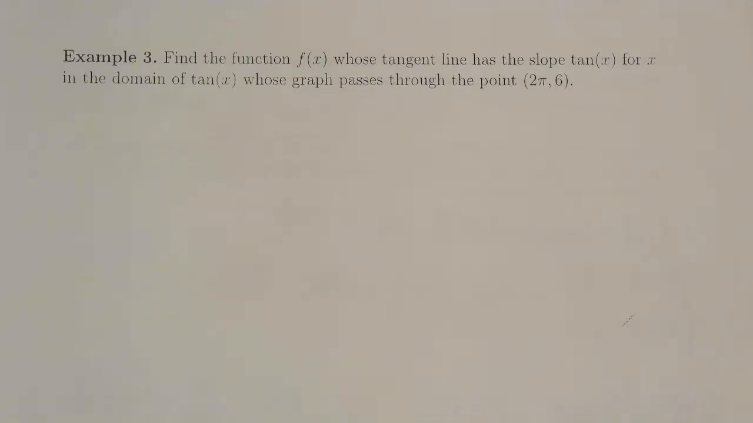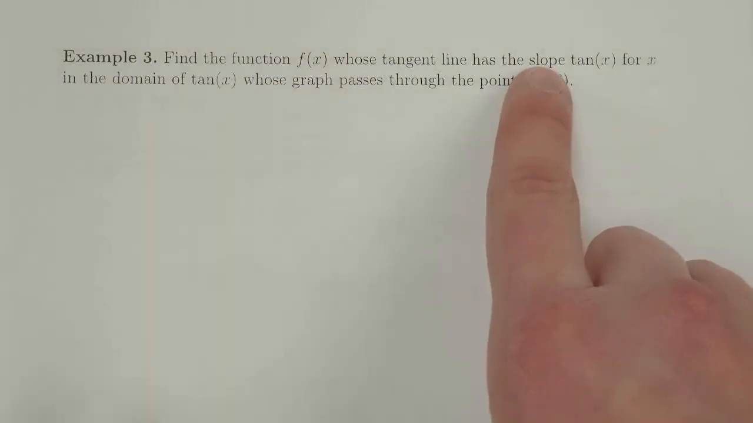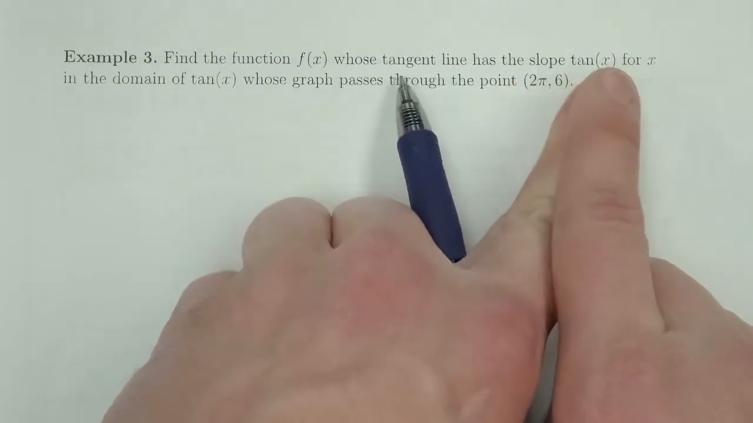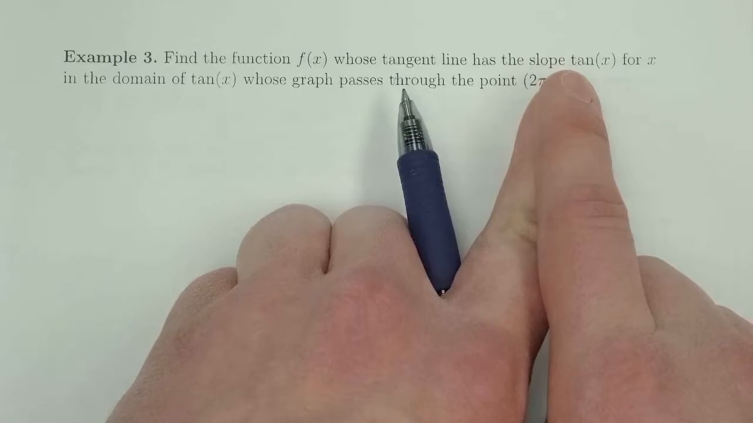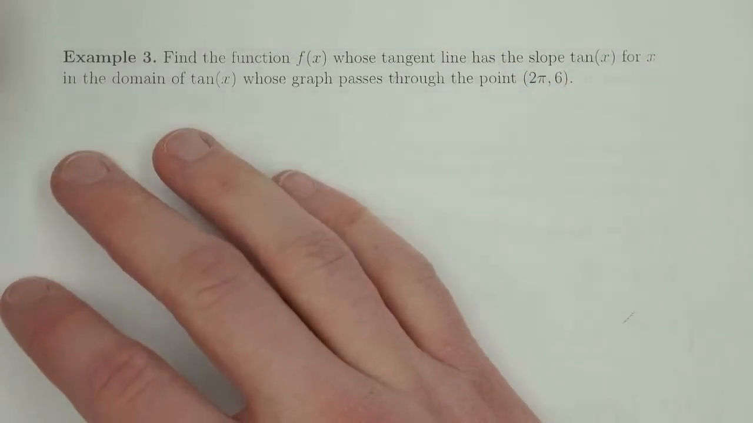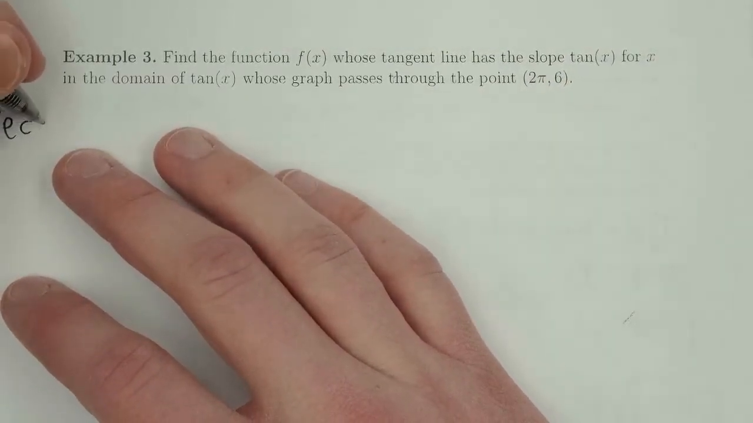Let's look at example 3. So we have to find the function whose tangent line has slope tangent of x, for x in the domain of tangent, and whose graph passes through the point 2 pi comma 6. So one thing to note here is that we're going to have to use tangent of x for this slope function. So before we move on to proper computations, let's go ahead and recall something.